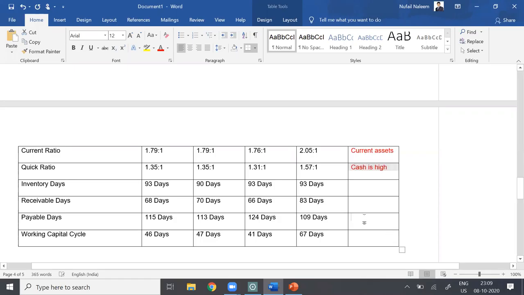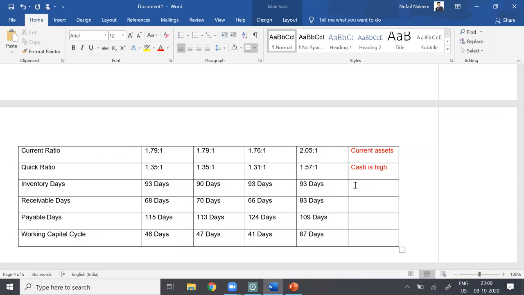Yes. But we have a poor management issue because if you see here, our inventory days are really, really long. Agree or not agree? 93 days, 90 days, 93 days, 93 days. So 3 months it will take to sell building blocks. One building block is 3 months. So what do you think, Asta? Is the inventory days too much? Agree or not agree? Correct.